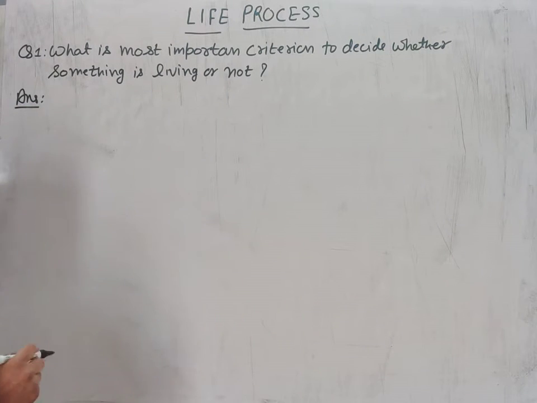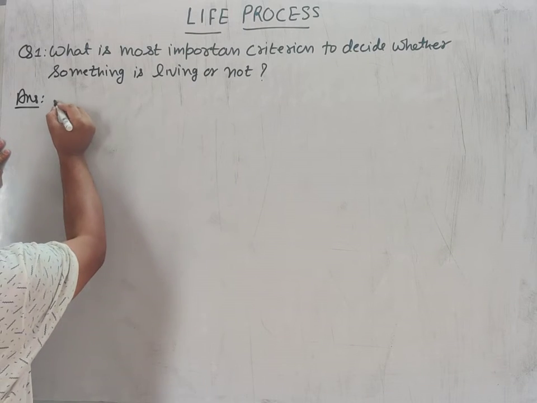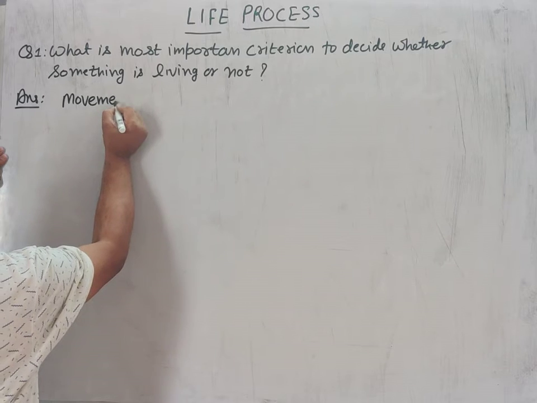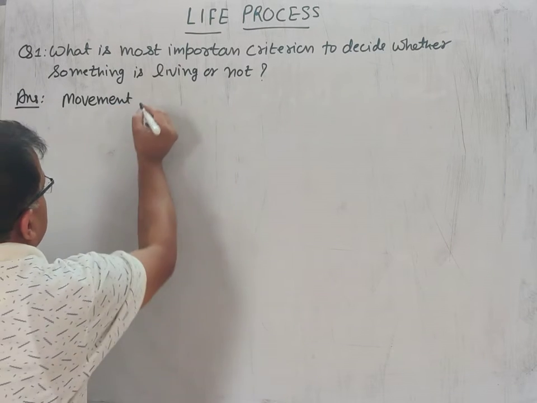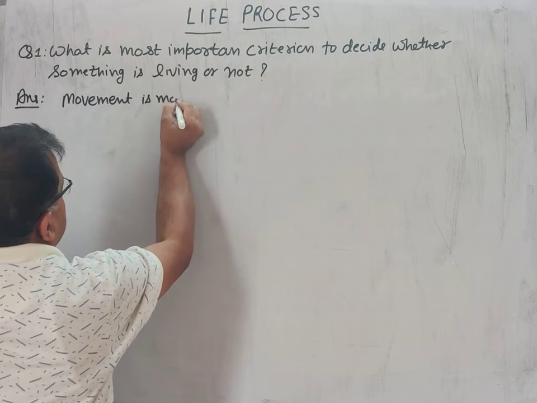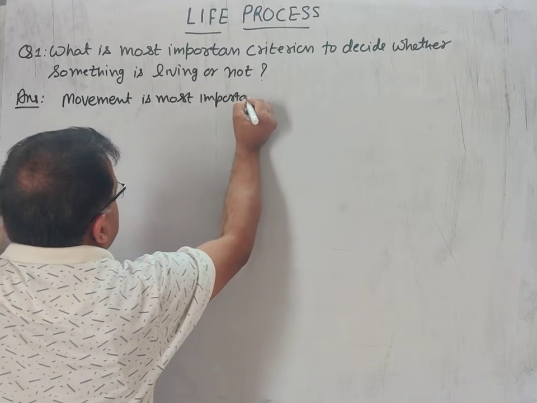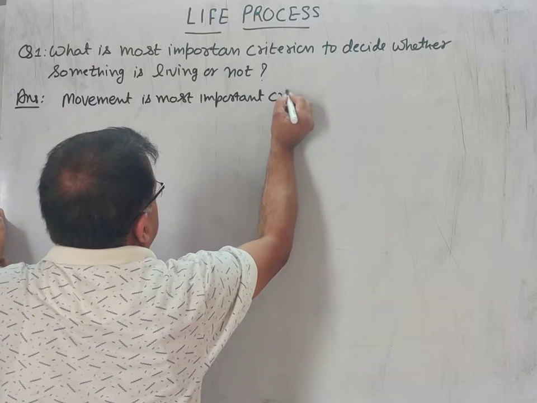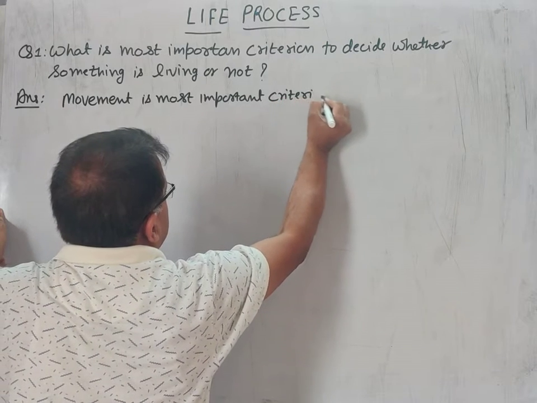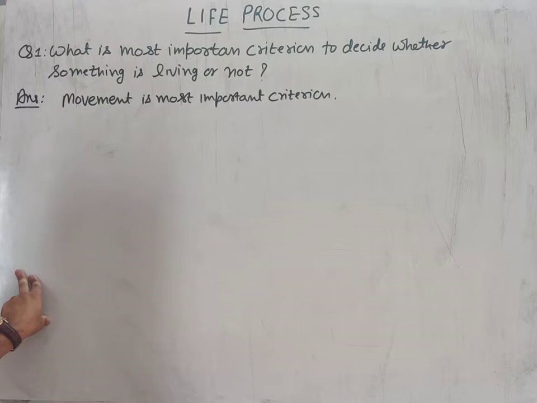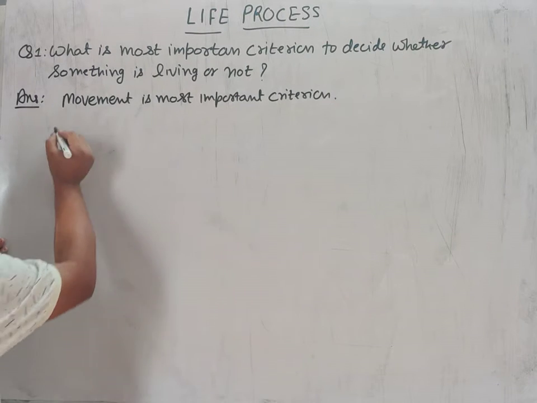Answer. There are various criteria, but most important is movement. The answer is movement, is most important criteria whether something is living or not. This movement includes various things.